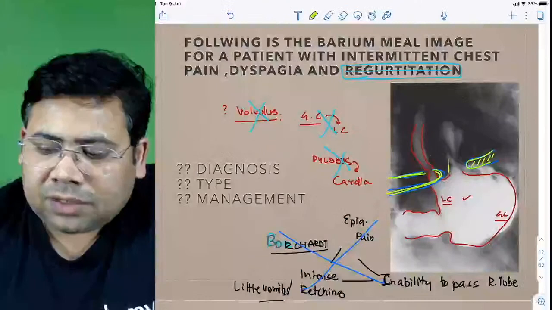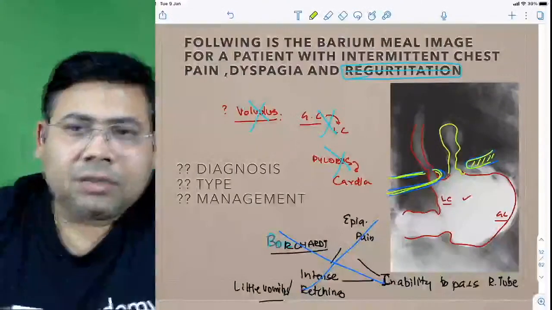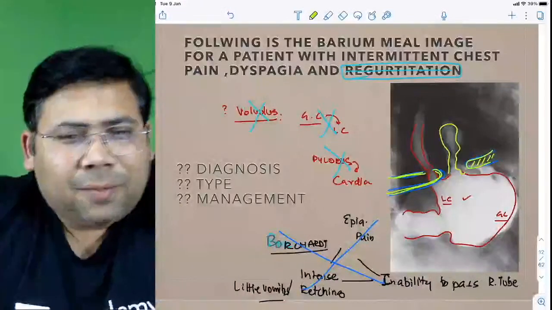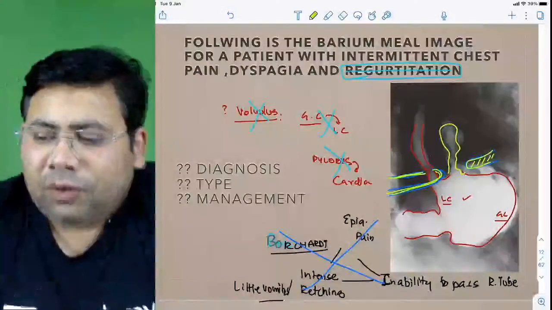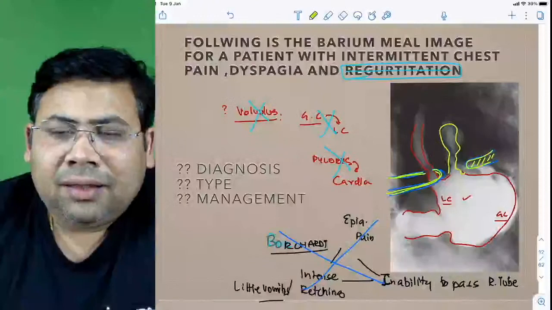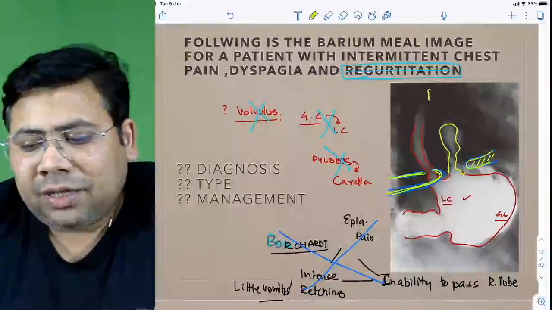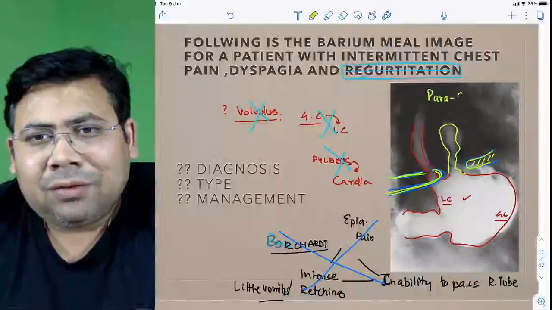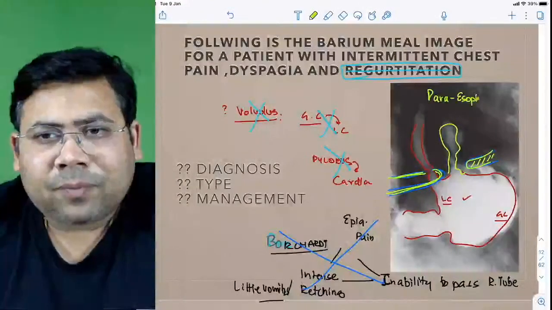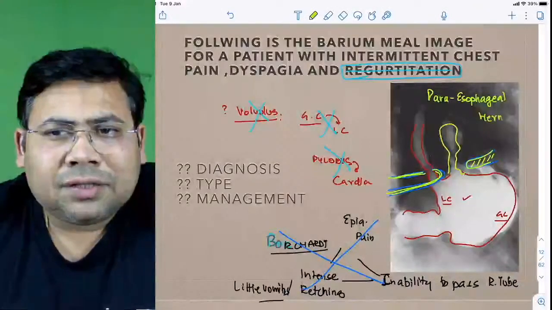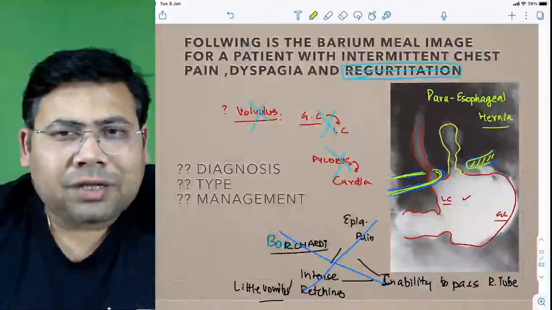Something has gone up into the mediastinum. Yes. So what is this, students? Come on, tell me. What is this now? Haven't you heard of a hernia around a defect to the esophagus? So you will say this is paraesophageal hernia. Yes or no? A hernia parallel to the esophagus. Isn't it? Paraesophageal hernia.